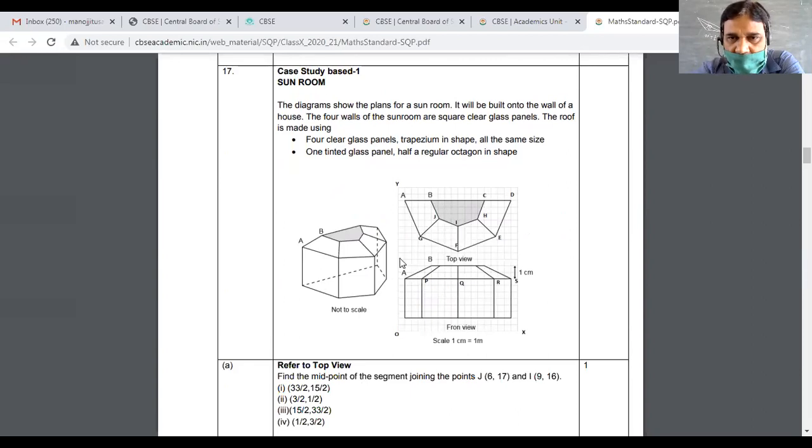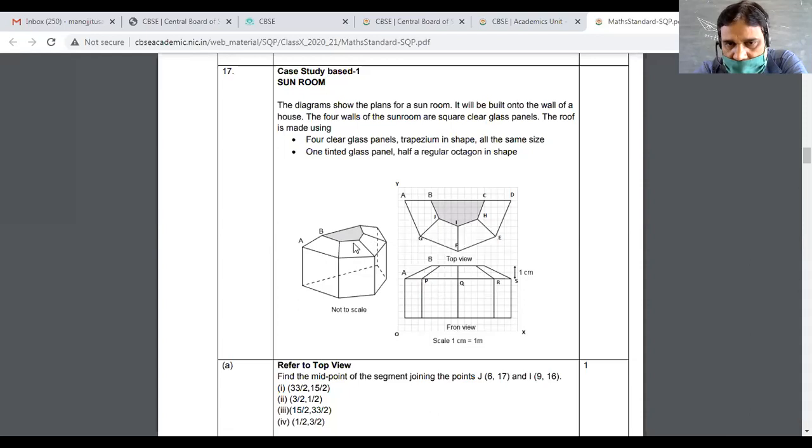Here it is showing one sunroom. A sunroom is a specially designed room so that maximum solar rays will enter the room and can be utilized. That is called a sunroom, and this is the structure of a sunroom. The walls are square, and the top is a combination of trapezium, 1, 2, 3, 4, 4 trapeziums.